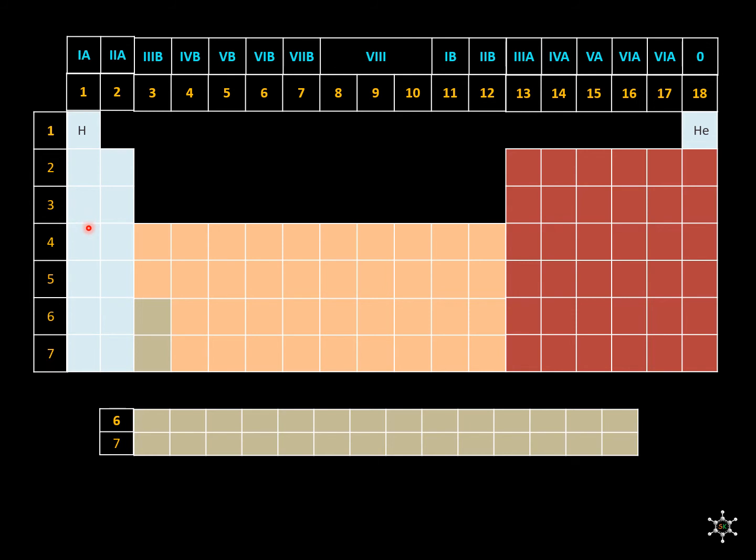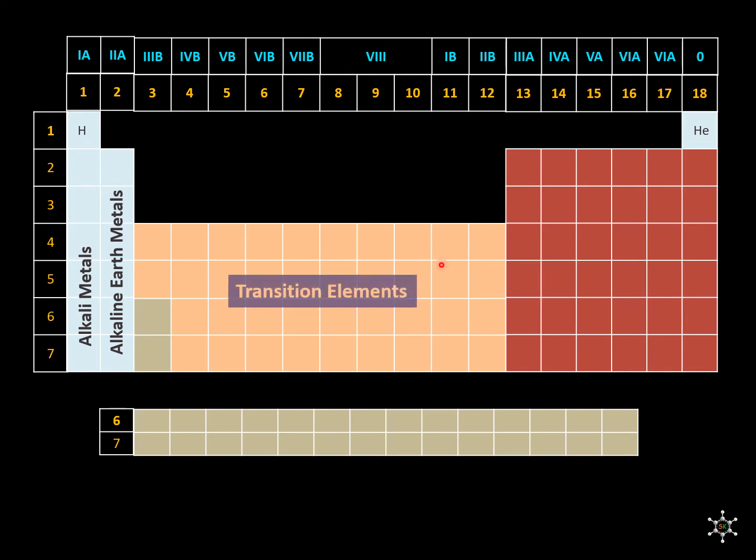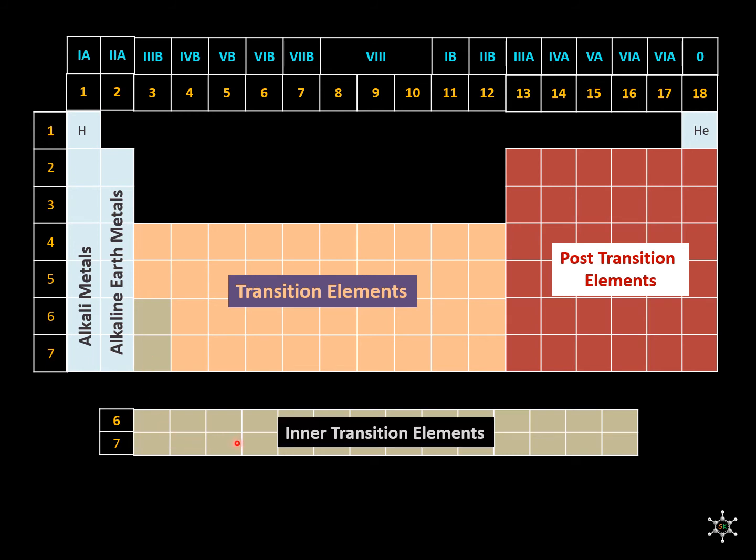Elements in group 1 are called alkali metals. Elements in group 2 are called alkaline earth metals. Elements between group 3 and group 12 are called transition elements. Elements between group 13 and group 18 are called post-transition elements because they come after transition elements. Elements written down here, which are part of period 6 and 7, are called inner transition elements because they come in between alkaline earth metals and transition elements.